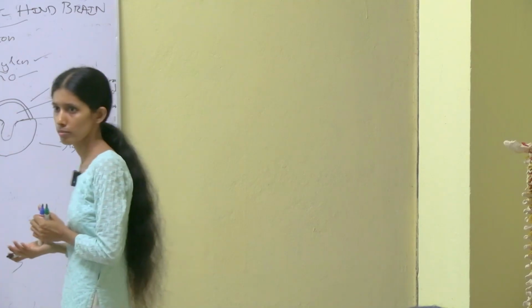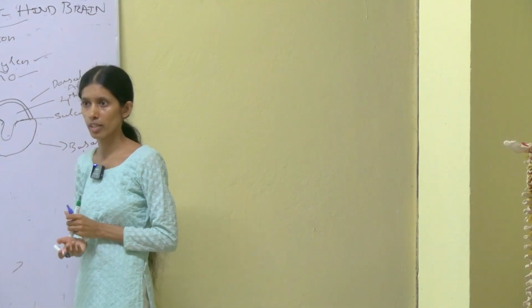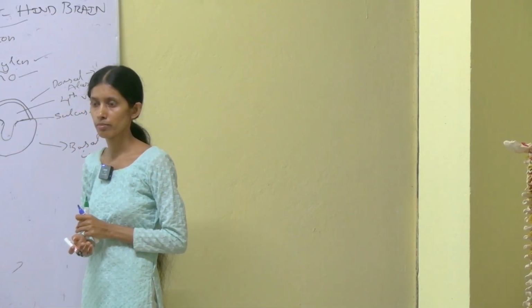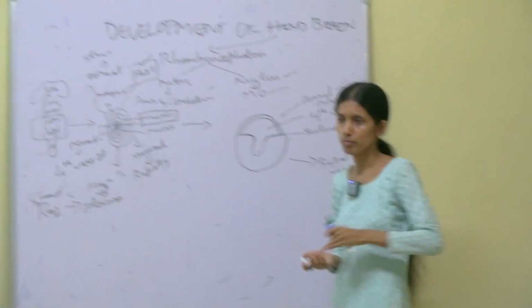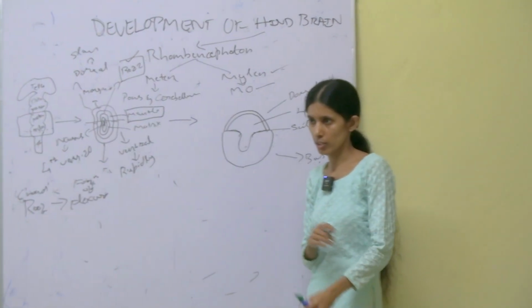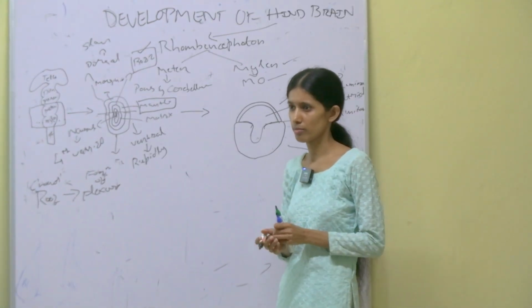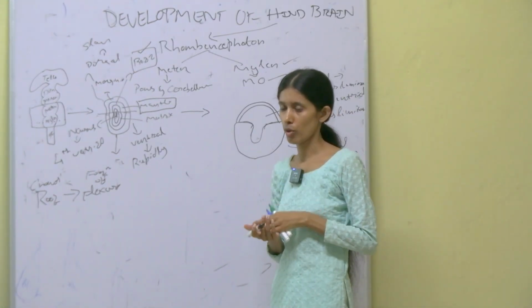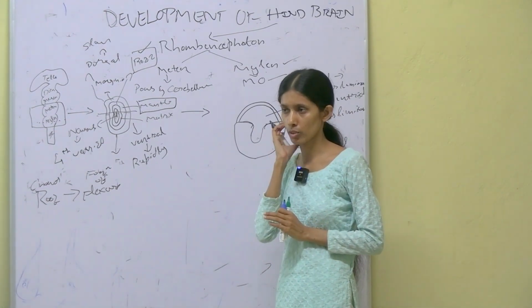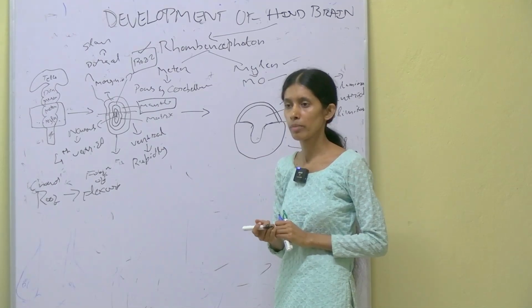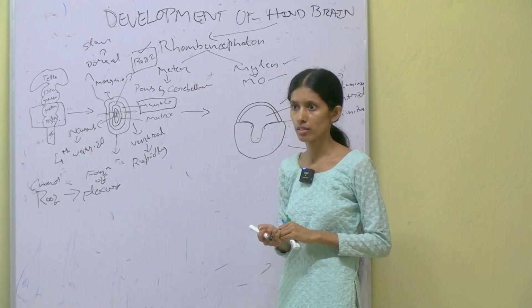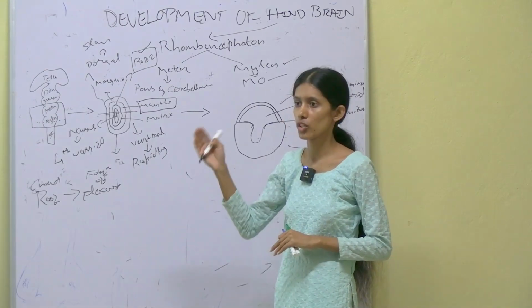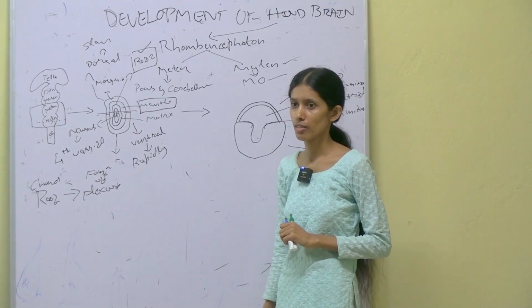Anyone please? Cervical flexure, Pontine flexure, and cephalic. What cephalic? Any particular name? Mesencephalic and Rhombencephalic. Okay, fine. Now tell me, in which area can we see all these flexures?